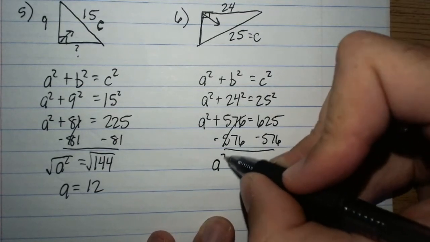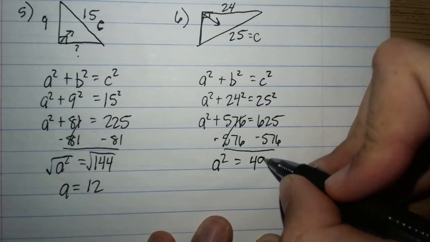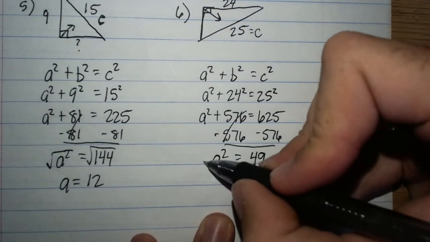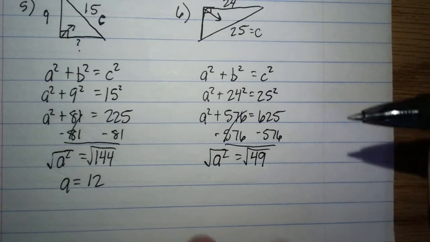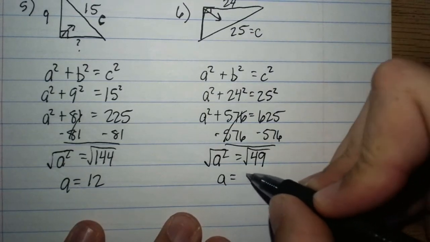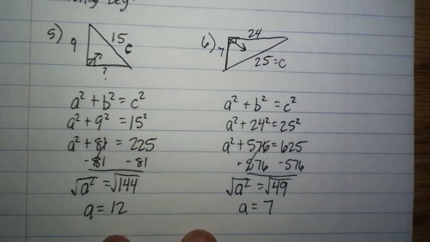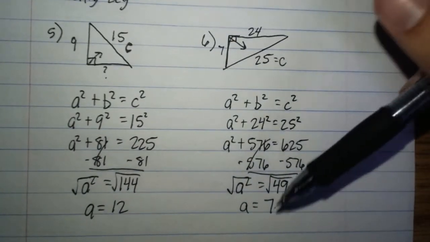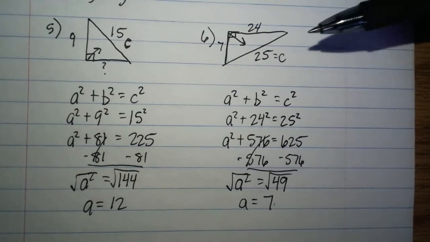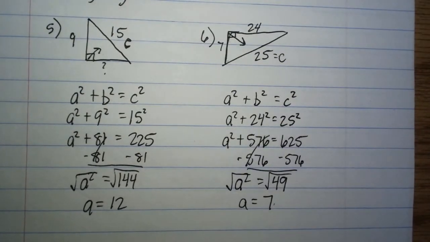That leaves you a squared equals 49. Then your last step is to square root that 49 and you get a equals 7. So 7 would be that missing side length there. Okay, 7 is not bigger than my hypotenuse, so we are good on that.